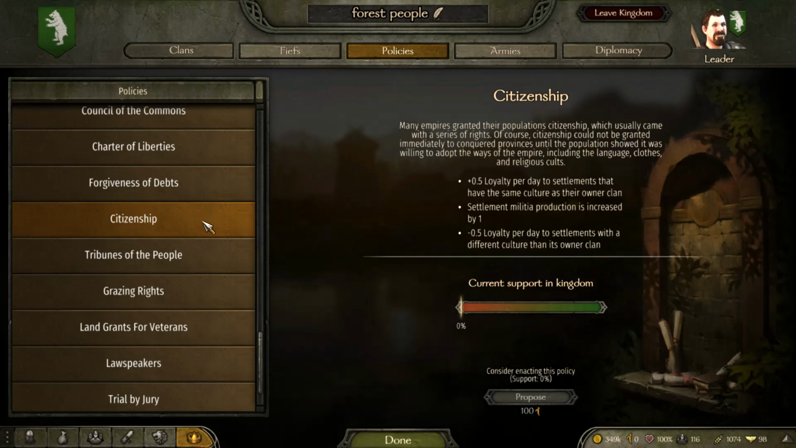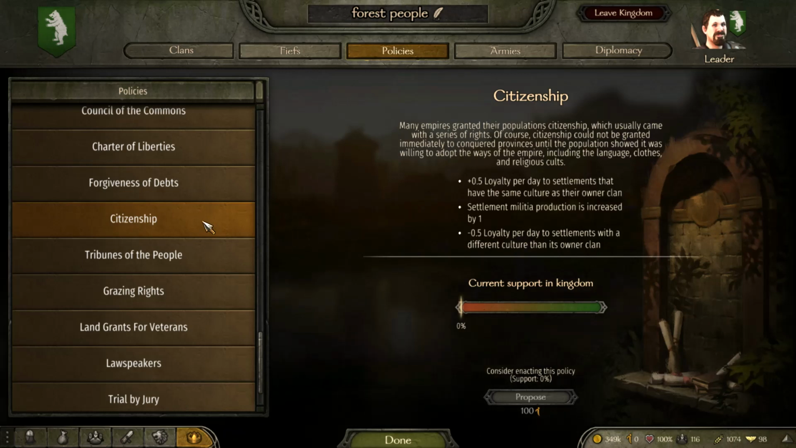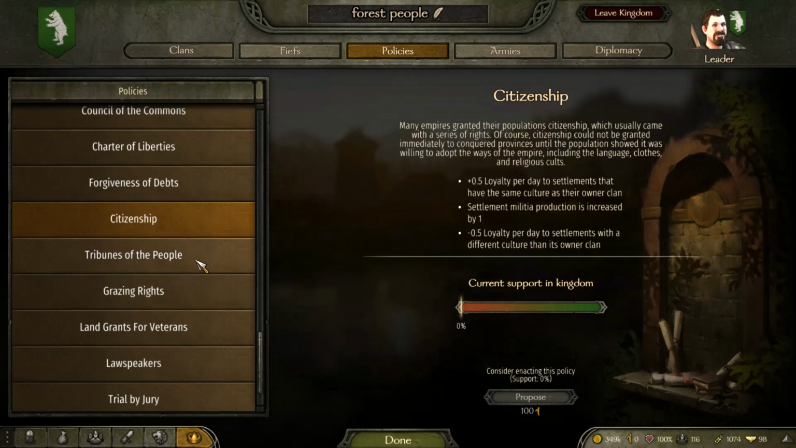And you're going to lose 0.5 loyalty per day to settlements with a different culture than your owning clan. So again, if you own a lot of places, you can decide to only own towns and castles that are the same culture as you, and just give the rest to everyone else, because it only affects the owner clan, this one. So it's only going to affect you. You don't have to worry about how it affects everybody else. I mean, you could, but essentially, if you're just worrying about yourself, then you could make it so that you're getting a 0.5 plus loyalty to all of your own places, but nobody else's. So that's just one to consider. It depends on the size of your kingdom, really.